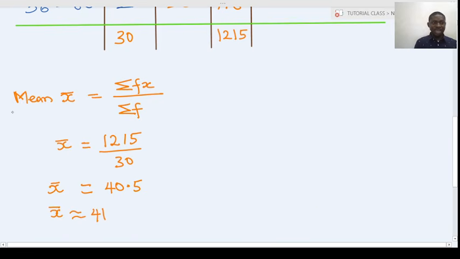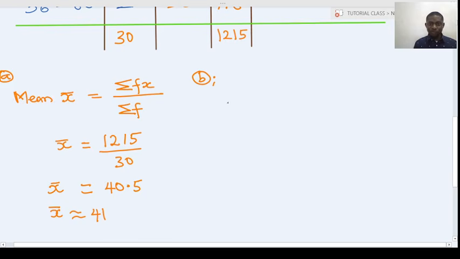So we've successfully answered the A part, that's the mean. The B part says we should find the variance. Recall that when dealing with variance, we need deviation.